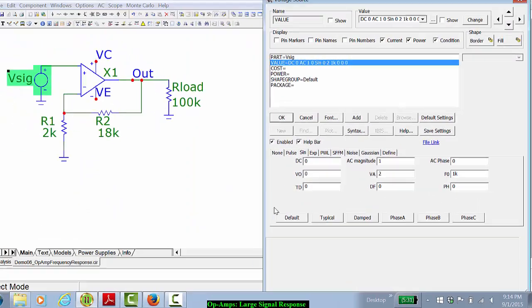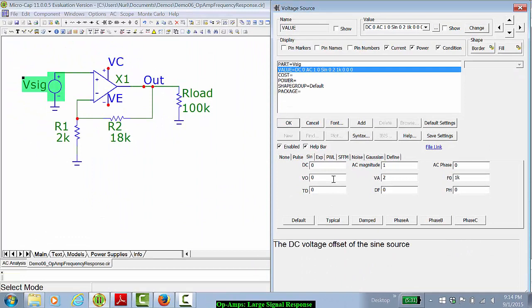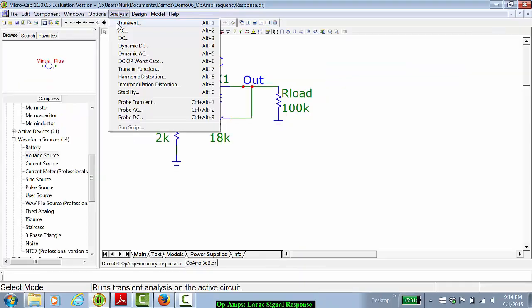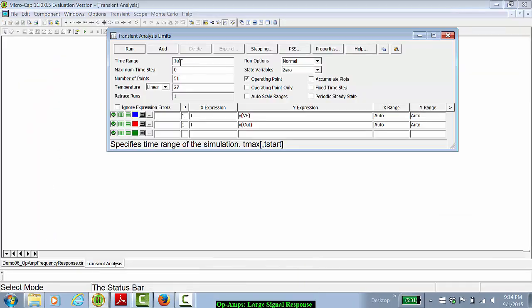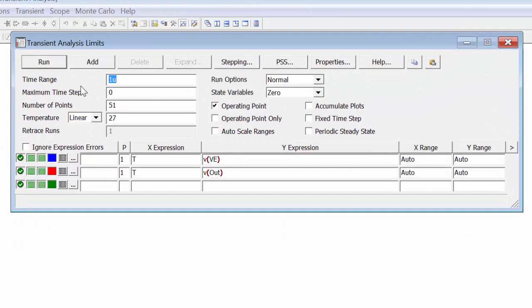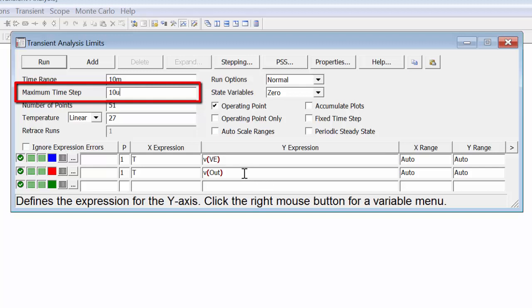So we have a sinusoidal signal source with an offset voltage of 0 volts, a peak amplitude of 2 volts, and a frequency of 1 kilohertz. We'll do a transient analysis. We'll simulate this for, let's say, 10 periods. 1 kilohertz equals a period of 1 millisecond, so I'll choose 10 milliseconds. And why don't we go with 10 microseconds for our maximum time step.